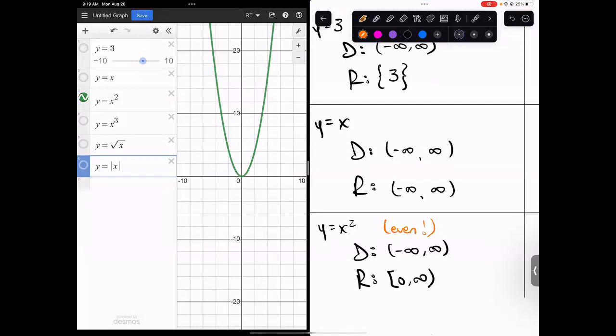This is an even function. Y equals x, by the way, is an odd function. It's got origin symmetry. Right, if you look at that, it's symmetric about the origin.